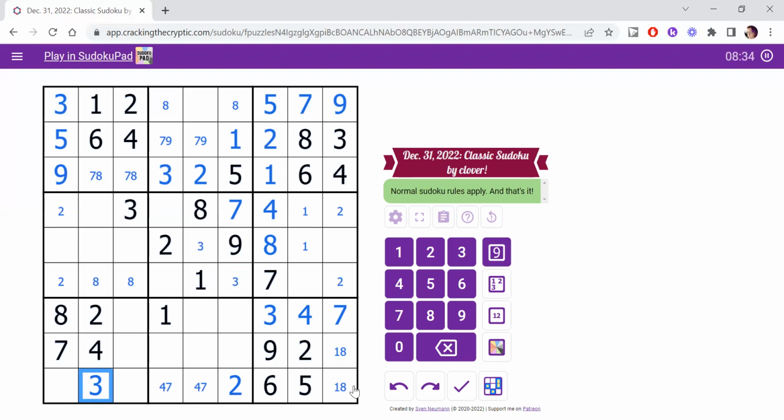4 and 7. 1, 8. 1, 2, 3, 4, 5, 6, 7, 8, and 9. So these are 1, 8, and 9, but they can't be 8. This is the only one that could be an 8 in this row. That's a 1. So these have to be 1 and 9, but there's a 9 here. So that's our 1 and our 9. 1, 2, 3, 4. I'm missing 5 and 6 here. So that is a 5, 6 pair. So no 5 or 6 here.